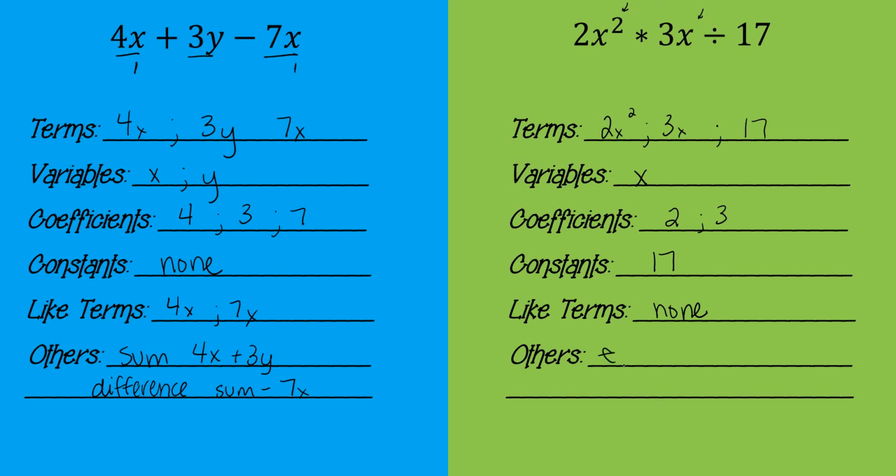I do, however, have an exponent this time, and my exponent, I think I forgot a letter in there. Yep, there we go. My exponent is 2. I have a product, and that product is 2x squared times 3x. And then I also have a quotient this time, and that quotient is going to be my product divided by 17.